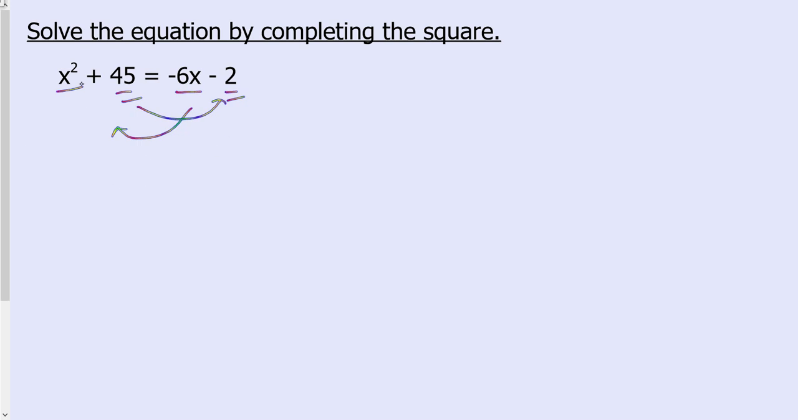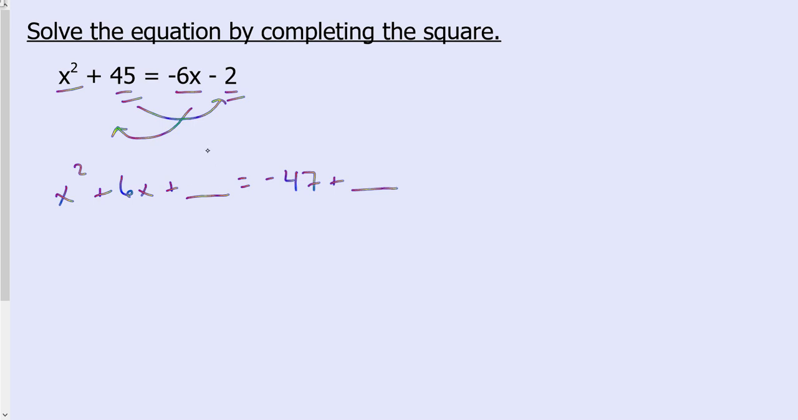I would add 6x to each side. So x squared plus 6x. Okay, I'm going to subtract 45 from each side. But I need to remember my plus blank. So negative 2, take away another 45. Well, that's going to give me a negative 47, but then I still want to have plus a blank right there. So if I take a look at this one, I've now written it in a form where I can solve it by completing the square.